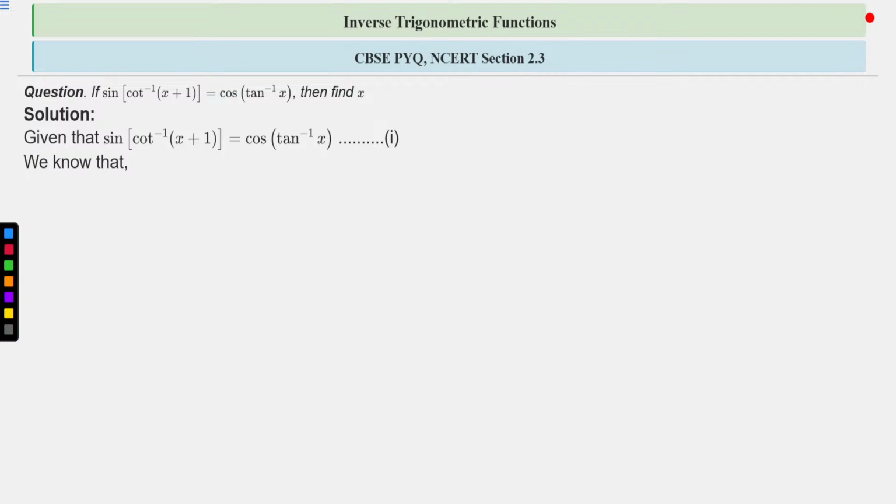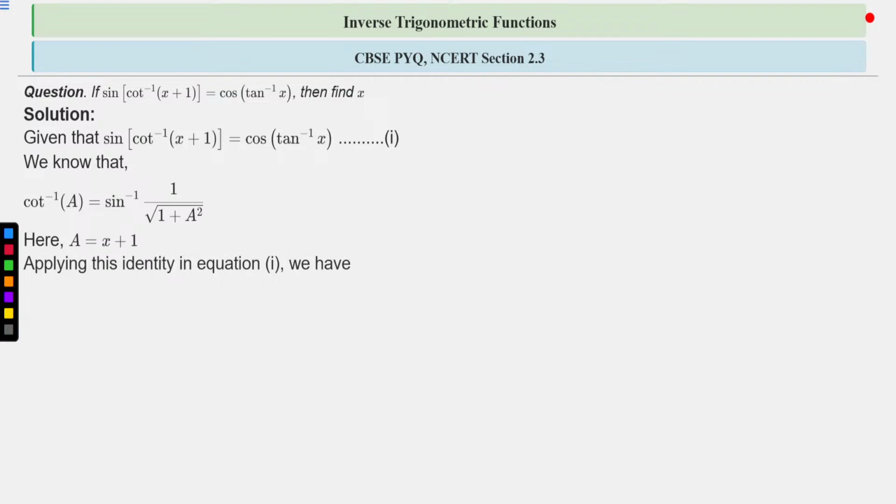Now we know that cot inverse A is basically sine inverse 1 upon root over 1 plus A square, right? Here A is basically x plus 1. Now applying this identity in equation 1, what can we do? We can write equation 1 as sine of sine inverse 1 upon root over 1 plus x plus 1 whole square, and it will be equal to right hand side, which is cos of tan inverse x, right?